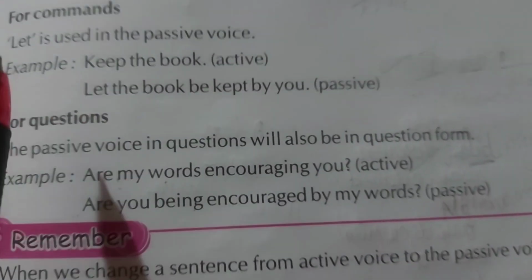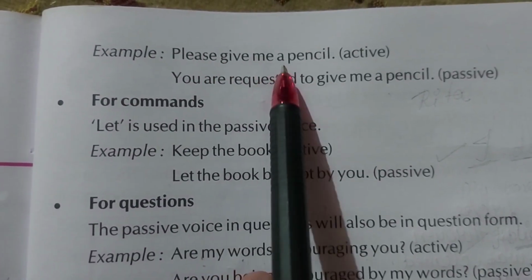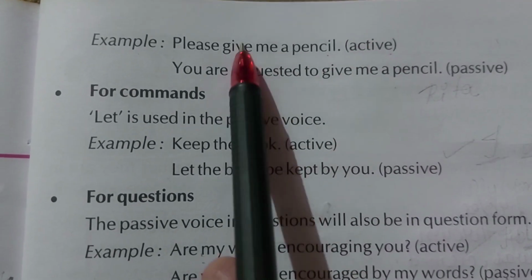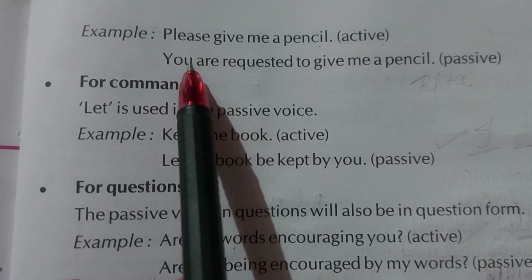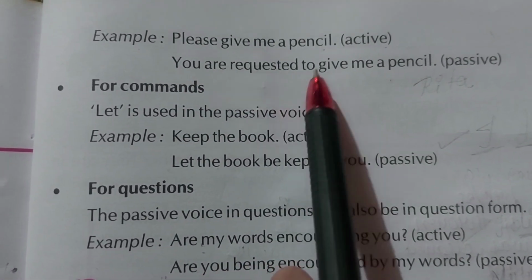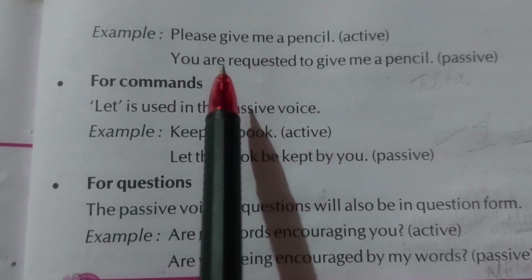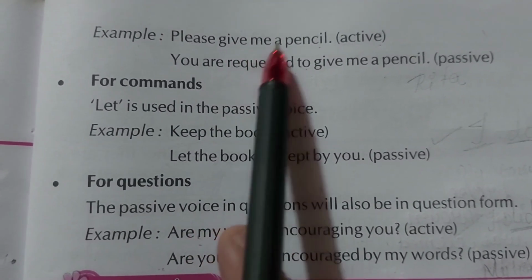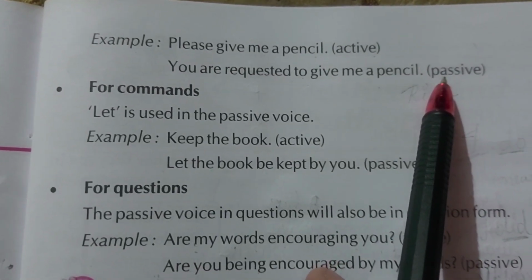Here is one example, that is, please give me a pencil. This is an active voice. Okay, so you just have to change it to a passive voice just by adding the words, that is, you are requested to. This word you are going to add when you are requesting someone. You are requested to give me a pencil. Then it becomes your passive voice.